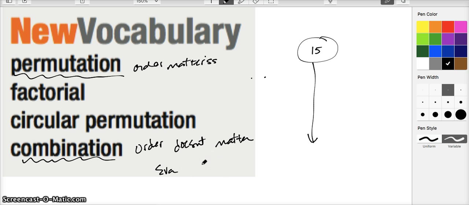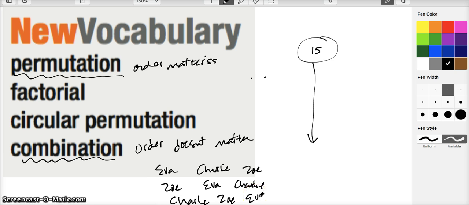If I picked Eva, Charlie, and then Zoe, or if I picked Zoe, Eva, then Charlie, or even Charlie, then Zoe, then Eva, these all represent the same situation. I picked the same three students. So order doesn't matter when we're talking about a combination. Okay, so that's the distinction between the two.